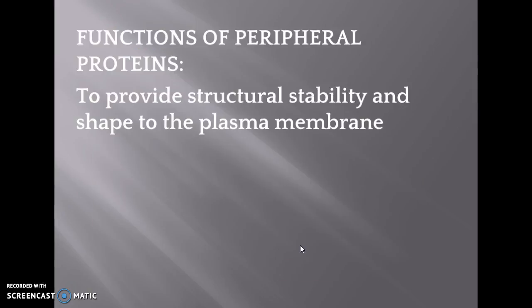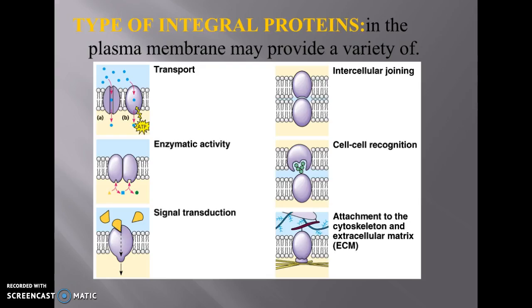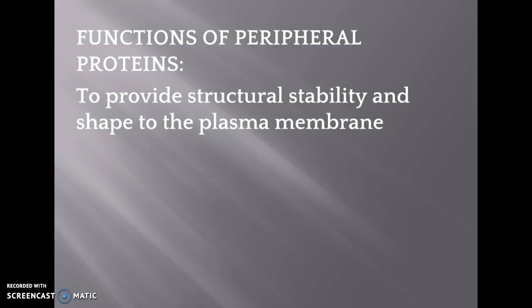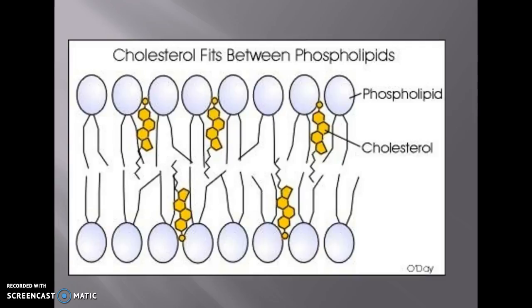Now, we talked about that there's two different kinds of proteins. Peripheral proteins are proteins that are only found on the outside or the inside of the cell. They do not pass all the way through. Those peripheral proteins are going to provide structural stability and shape to the plasma membrane. The other ones, these ones, are integral proteins, so they are proteins that pass all the way through the membrane. So that's really the main difference between the two. Integral proteins have a lot of different functions, whereas peripheral proteins only have several.